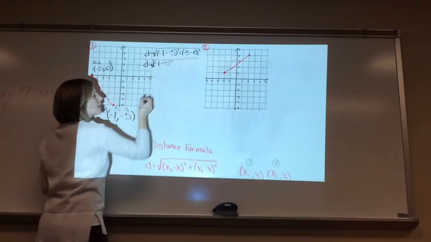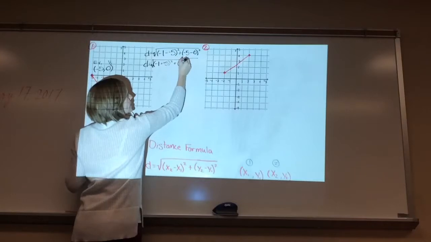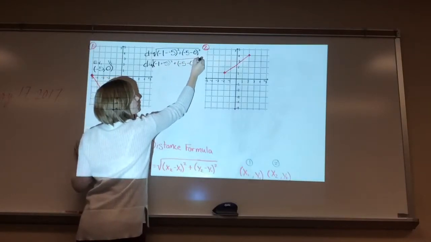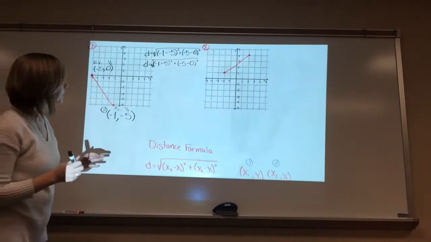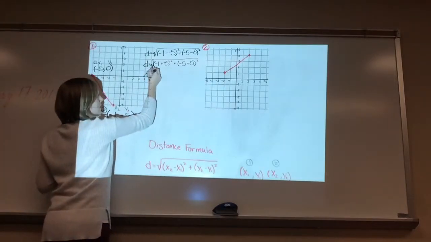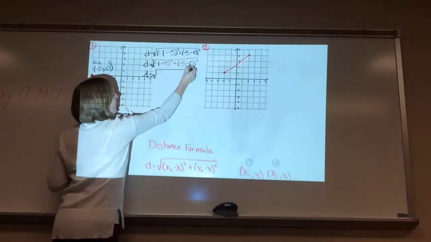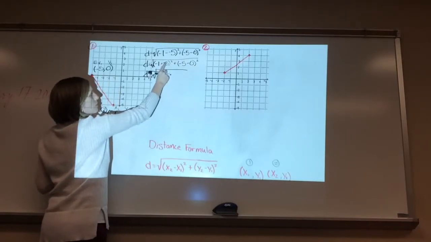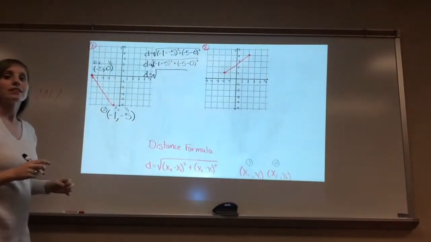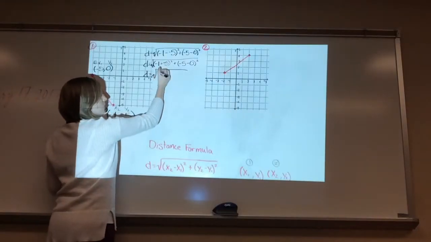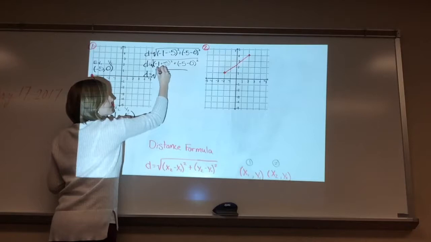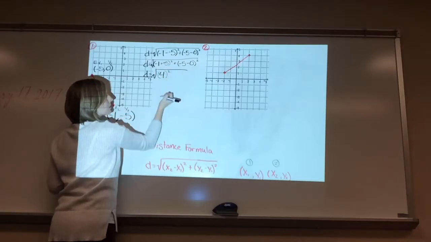Still squaring it. Adding to that, -5 minus 0 squared. Now I'm going to start actually solving the problem. So D, our distance, equals the square root of negative 1 plus positive 5. If the signs are different, remember we will subtract. So 5 minus 1 is 4, and we're raising that to the second power.